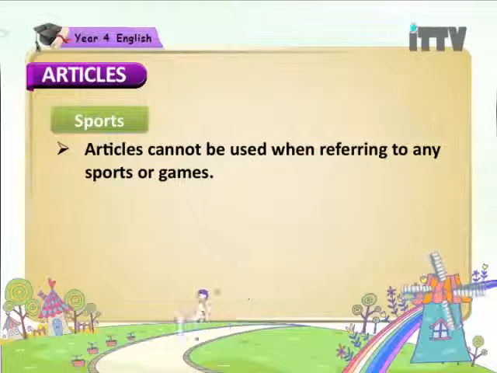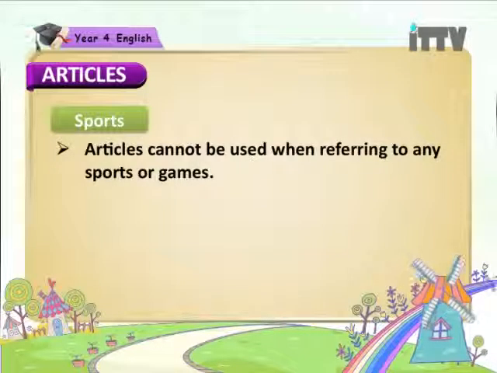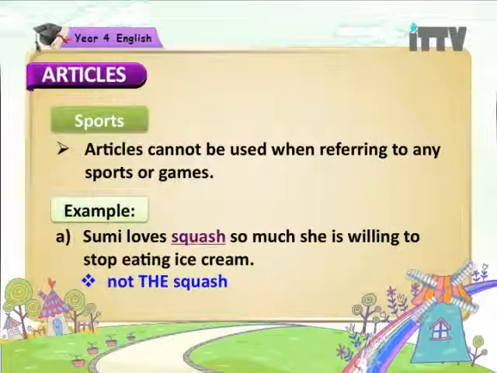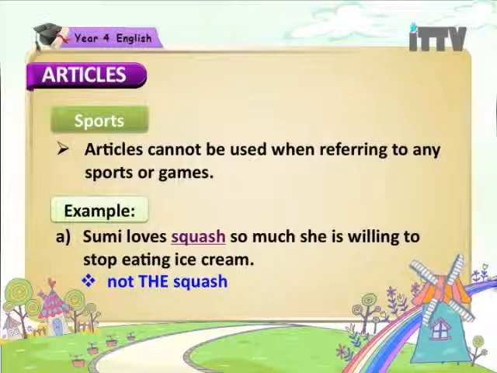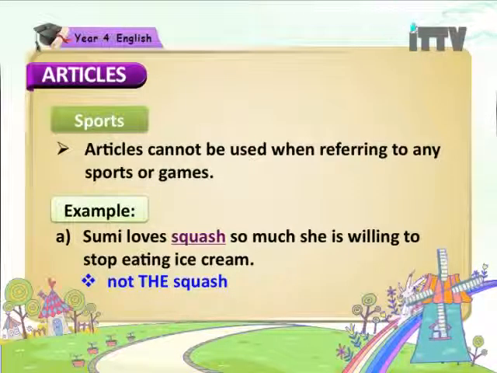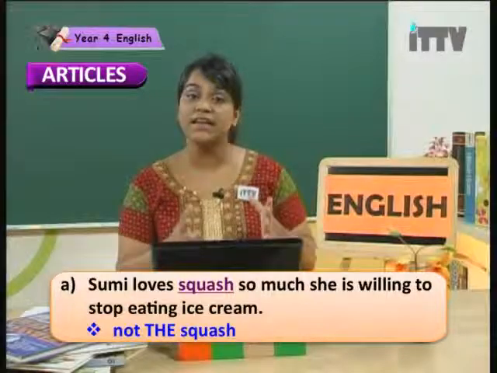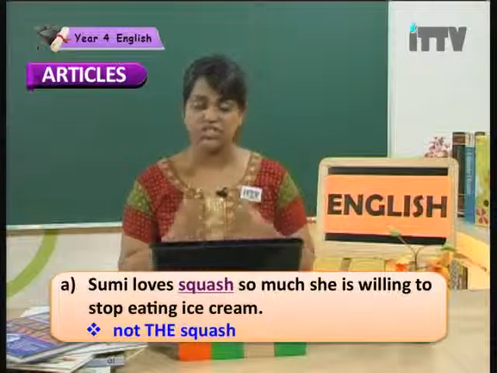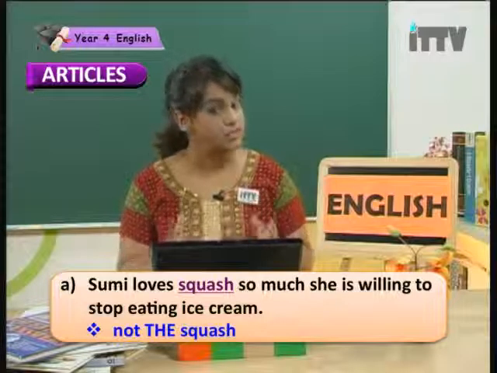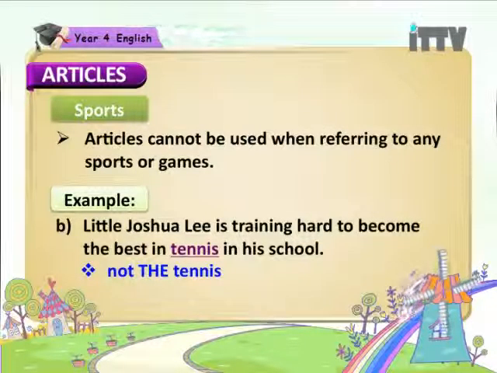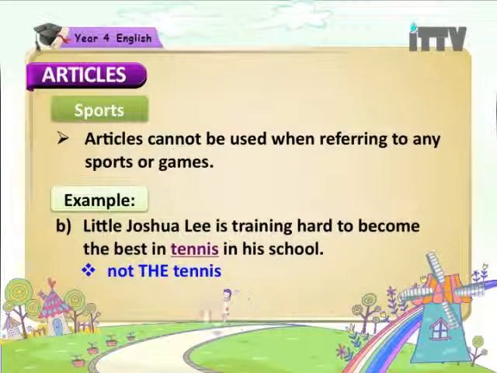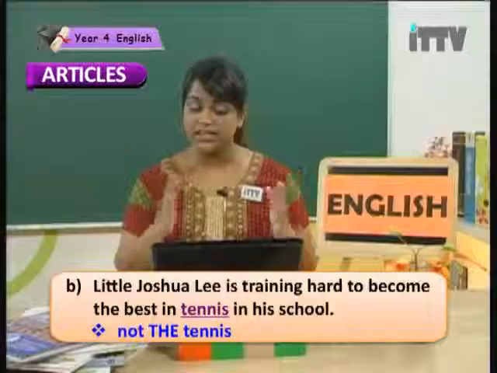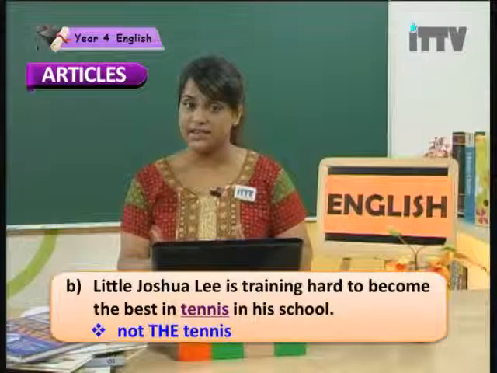Now, sports. Articles cannot be used when referring to any sports or games. For example, Sumi loves squash so much she's willing to stop eating ice cream. So you cannot say Sumi loves the squash so much she is willing to stop eating ice cream. That is wrong. Little Joshua Lee is training hard to become the best in tennis in his school. Once again, it should not be the tennis.